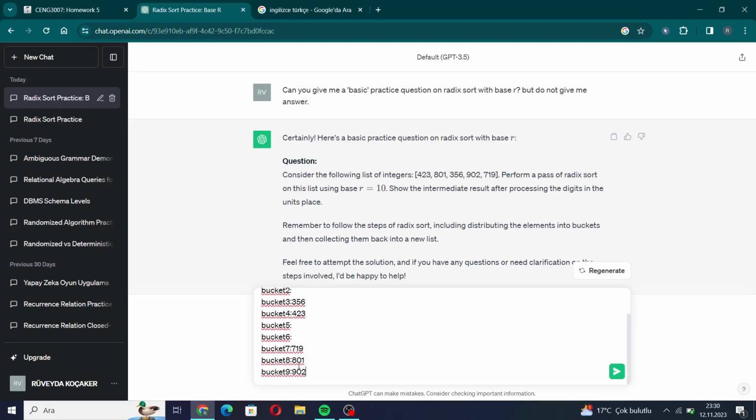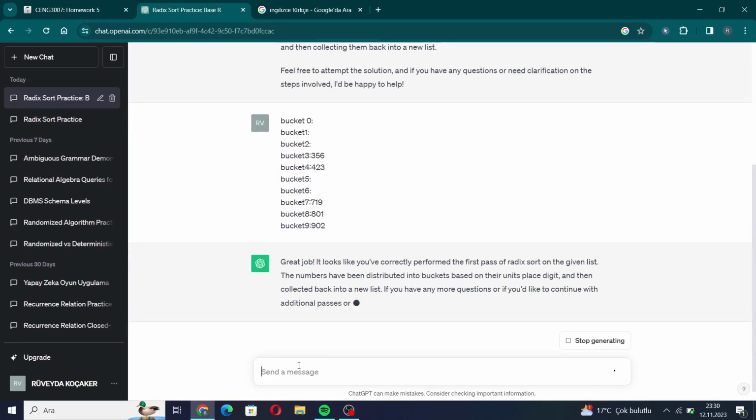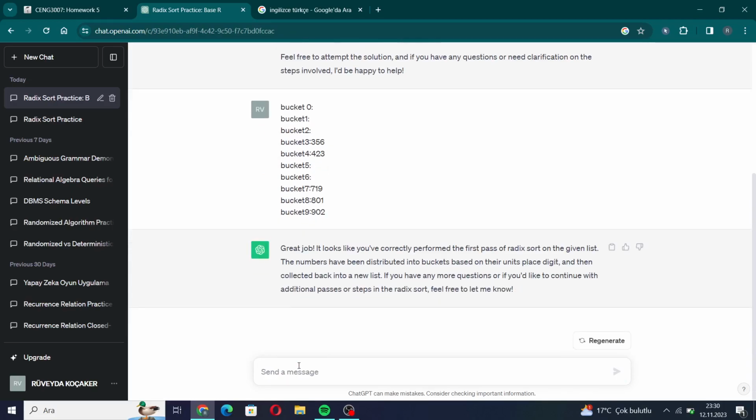Okay, I'm right. Then concatenate. I will concatenate the numbers from the buckets in order. How can I do this? Then ChatGPT said: great job, it looks like you correctly performed the distribution part. Then collect the numbers from the buckets. Yes, I will do this.